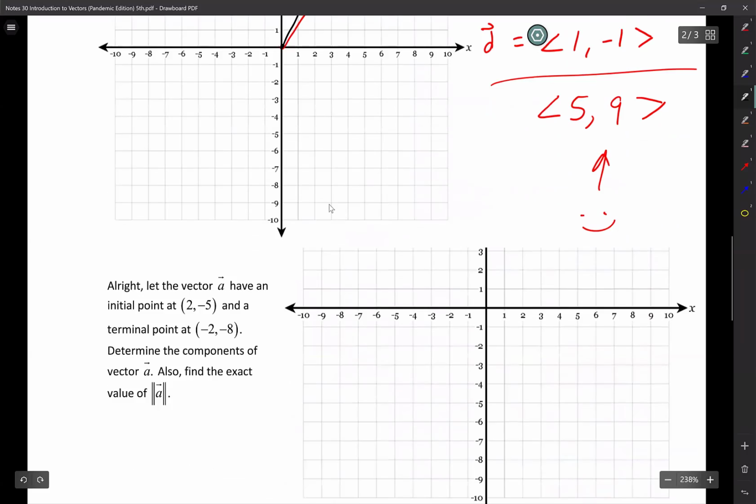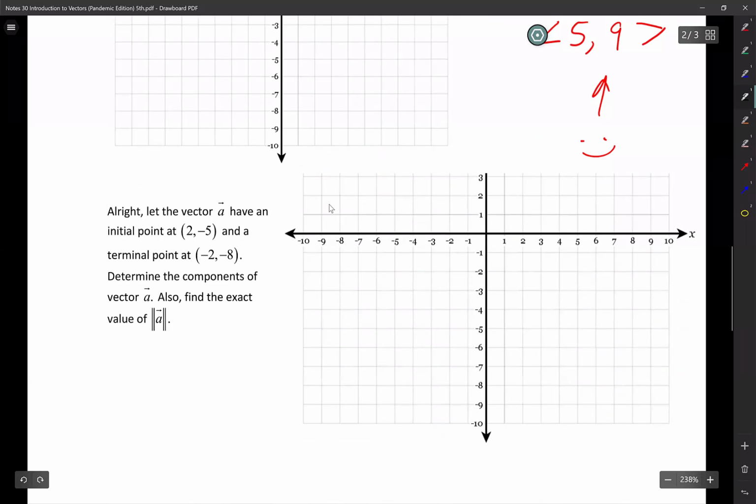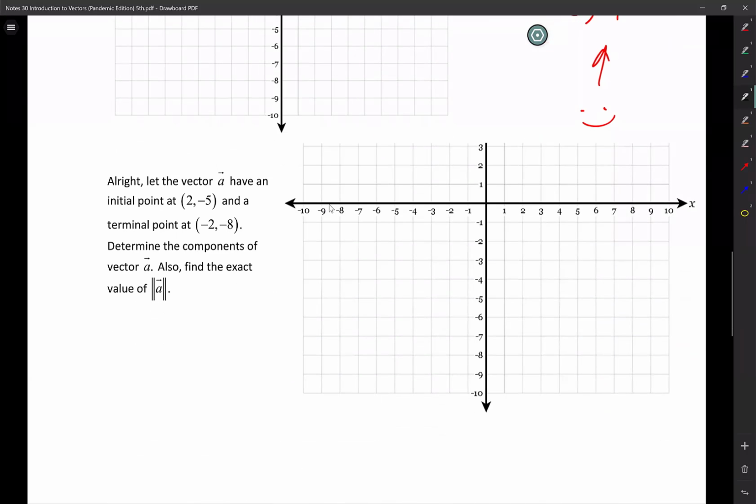All right, guys, let's go to the next one. It says, let vector A have an initial point at 2, -5. So I go to 2, -5. And a terminal point at -2, -8. So that just means that it terminates there. So go to -2, -8 and put a point, -2, -8. All right, so you already know what I'm going to do. I'm going to connect one to the other. Start at 2, -5 and connect that one to -2, -8.